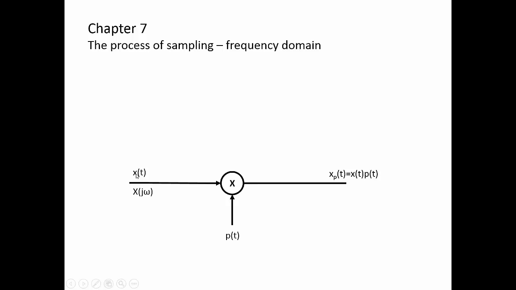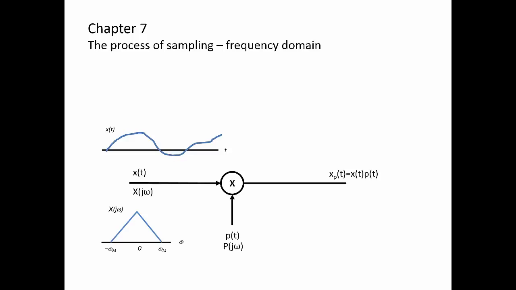You know that all time domain signals will have a frequency domain representation. So x of t will have a frequency domain representation x of j omega. If we consider that we have a signal x of t, it will have a frequency domain representation.